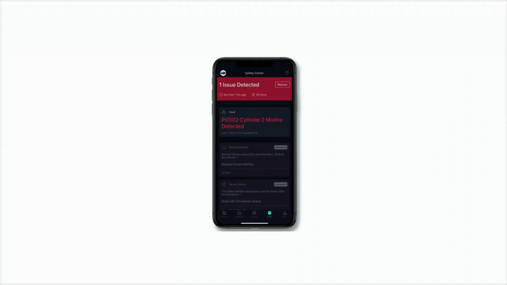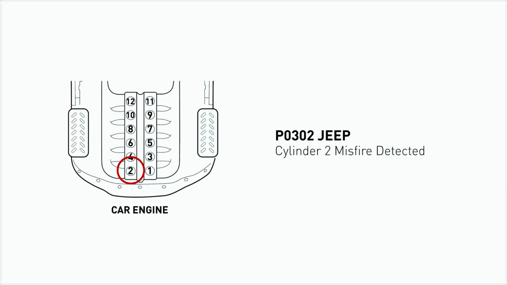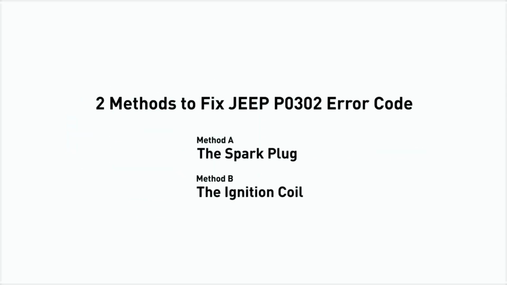Use the OBD2 scanner to scan your vehicle, and you find the error code is P0302. It indicates that cylinder number 1 is experiencing misfires. In order to find out which cylinder is misfired, you should check all the cylinders until you locate the damaged one. Here are 2 of the most practical solutions to fix Jeep's P0302 error code.